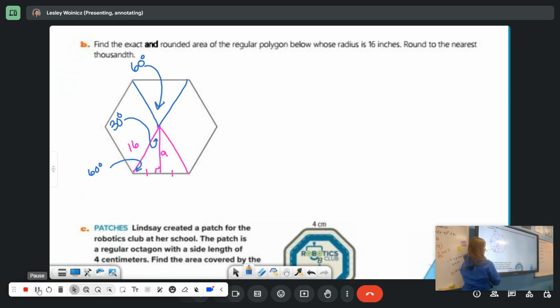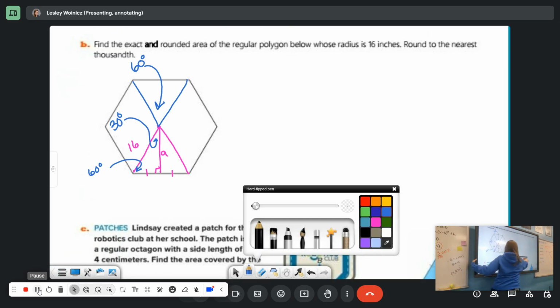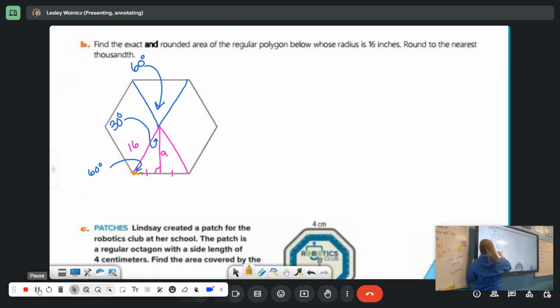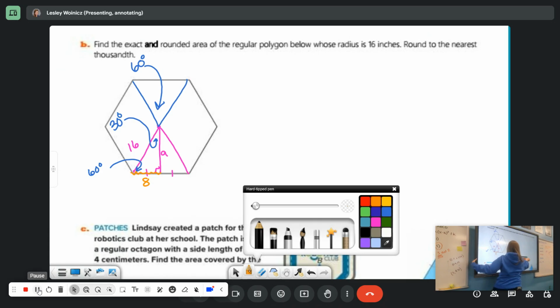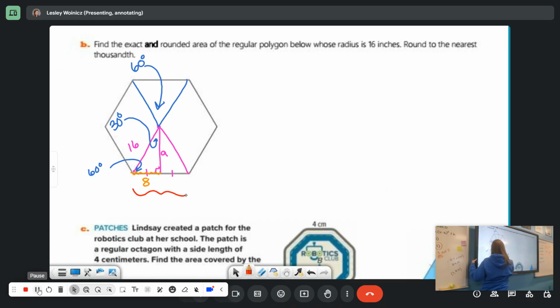Okay, so do you see that this side is the short leg of my 30, 60, 90 triangle? Okay, and this is my hypotenuse. My radius is my hypotenuse. So somebody tell me what this bit is. It is 8. And that is really helpful for us because if we just double it, then we have our side length, which is 16. That was kind of nice.